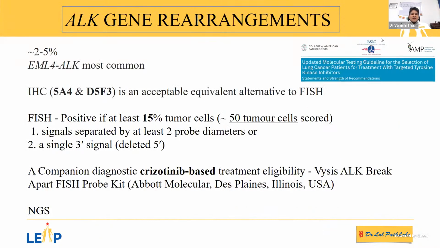The next would be ALK gene rearrangement, EML4-ALK being the most common. 2 to 5% of non-small cell lung carcinomas show these alterations. IHC is an acceptable alternative to FISH for therapy initiation, the companion diagnostic being crizotinib. We look at 50 tumor cells, and we need at least 15 tumor cells positive to call it ALK rearranged.